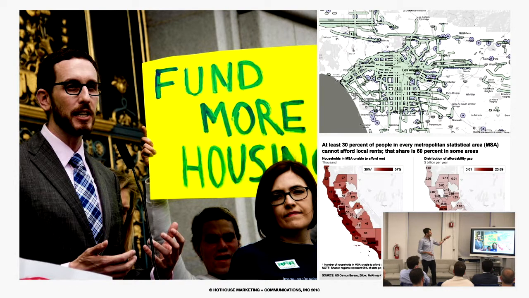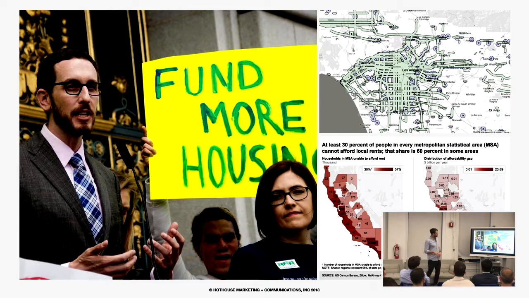This is Scott Wiener. He's a state senator in California. California's got perhaps the worst affordable housing crisis in the country. They have the lowest per capita housing units per population. Virtually the whole state is on fire, literally and figuratively.